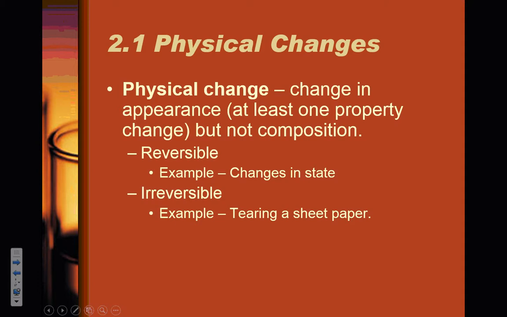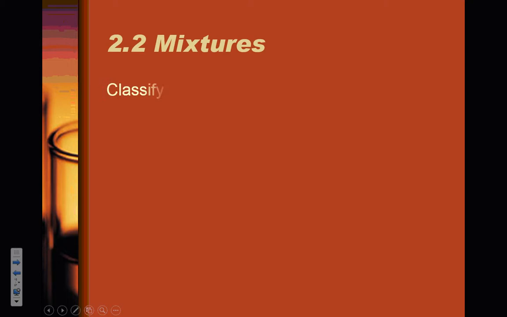And some physical changes are irreversible, like tearing a sheet of paper. I can't just sit the two pieces together and they rebond again. So some physical changes are reversible, some physical changes are irreversible. Now, that ends our notes over section 2.1.